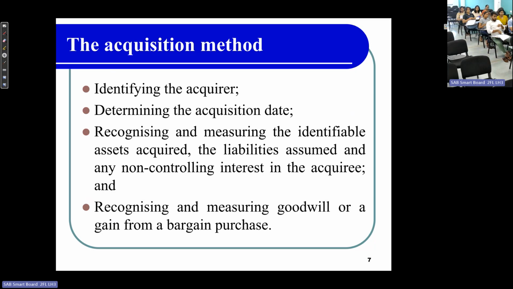Four steps. Acquire: recognizing and measuring the identifiable assets acquired, the liabilities assumed, and any non-controlling interest in the acquiree, and recognizing and measuring goodwill or a gain from a bargain purchase.